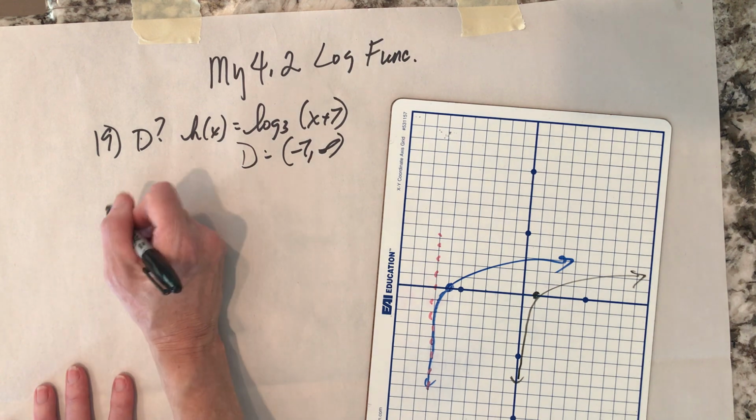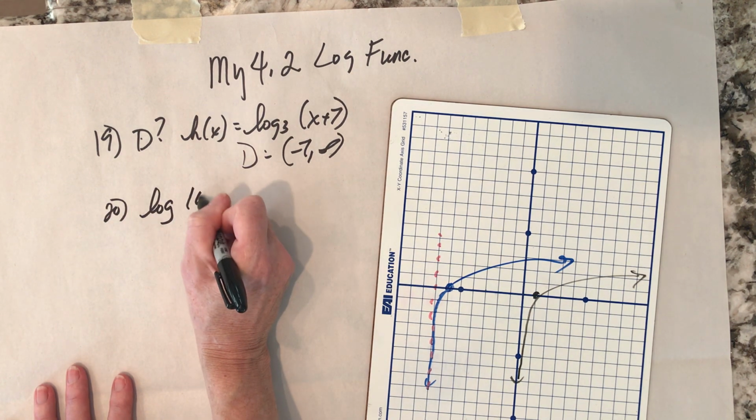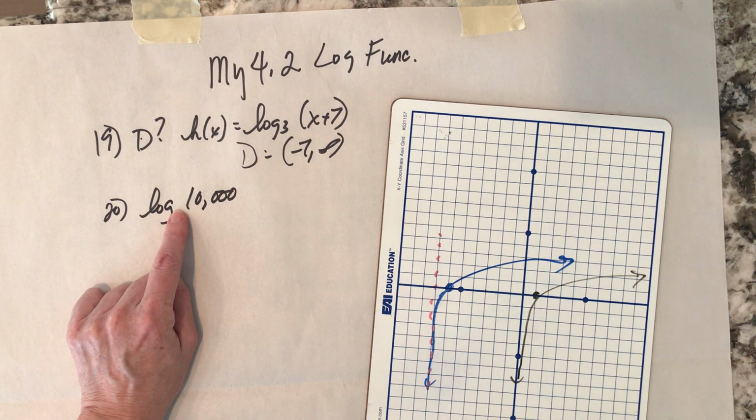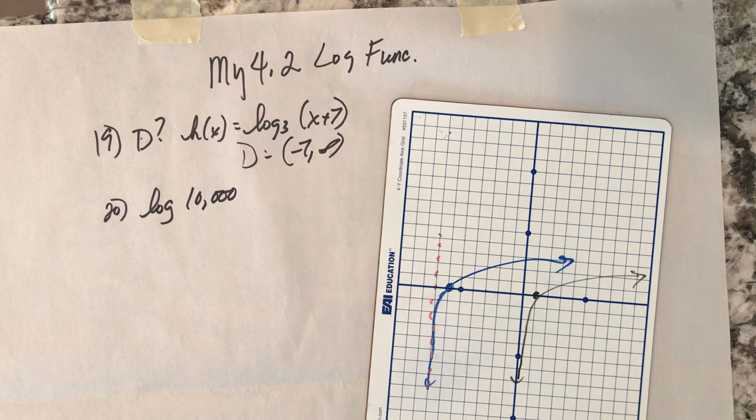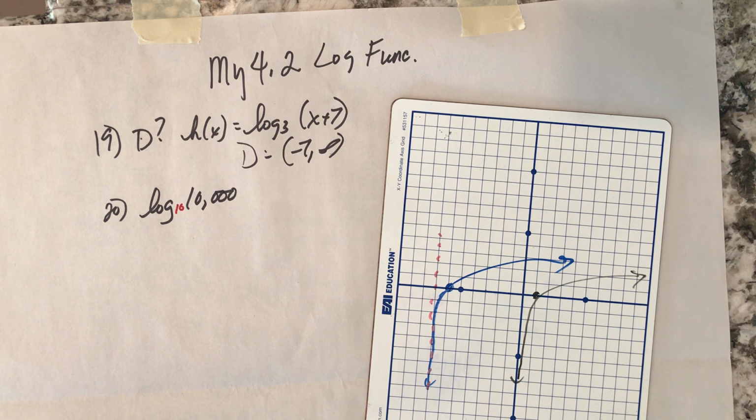Okay, now we're going to play around with numbers again. Let's look at log of 10,000. This is a common log. It doesn't tell you what the base is. It's understood to be a 10. So they're asking you, what do you have to raise 10 to make it be 10,000? It's an understood 10 there.